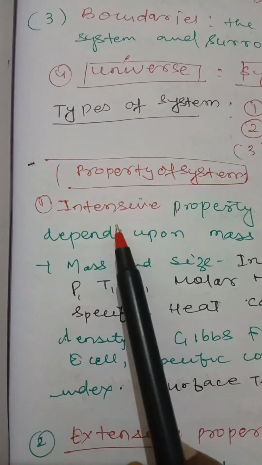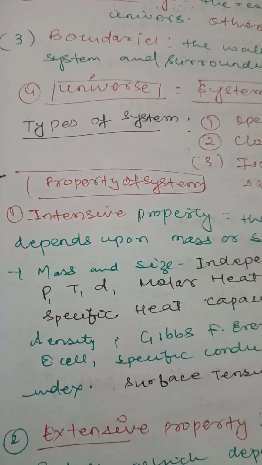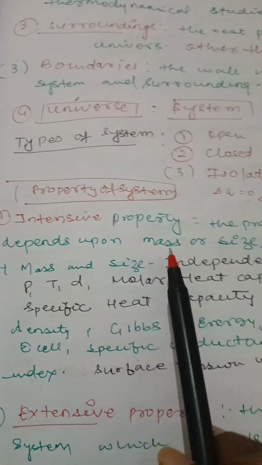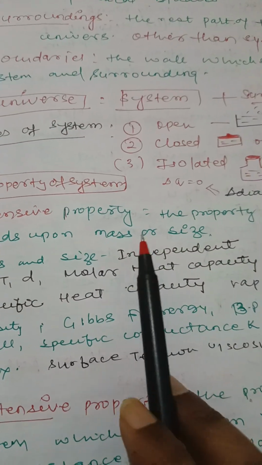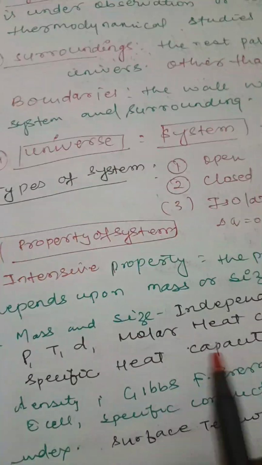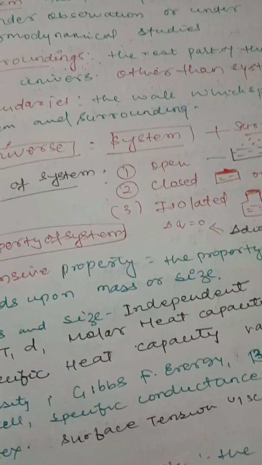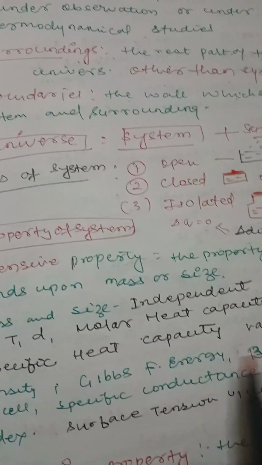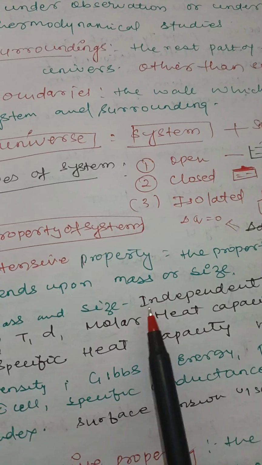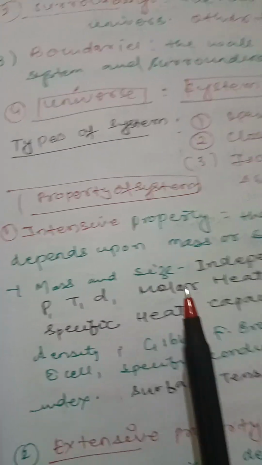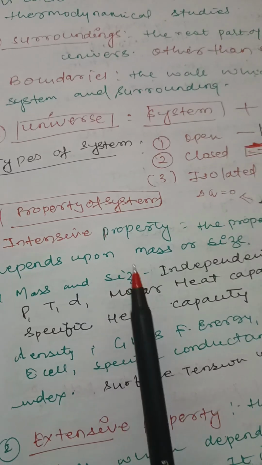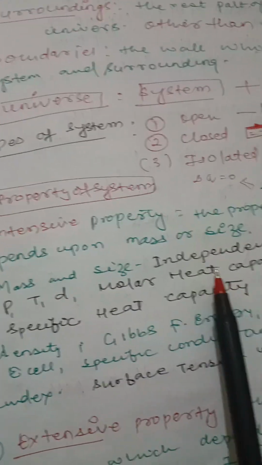Now the next topic is properties of the system. Intensive property means the property which does not depend on mass and size. Mass and size independent property is called intensive property. If you are in your classroom and divide the class with the help of three walls, there will be no change in the temperature of the class. The temperature remains constant during the wall division.